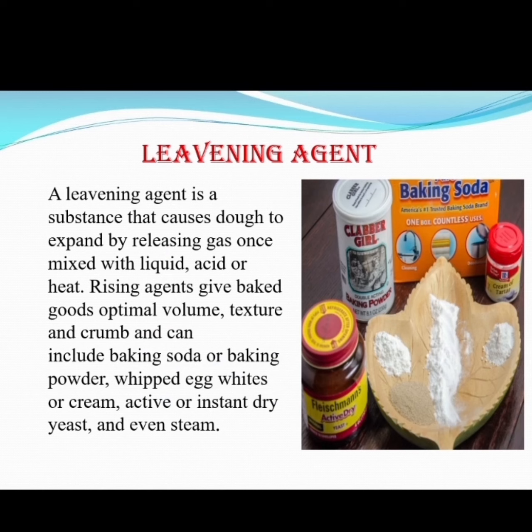Next, we will see another raw material used in bakery products, leavening agents. A leavening agent is a substance that causes dough to expand by releasing gas once mixed with liquid, acid or heat. Rising agents give the baked good optimum volume, structure and crumb, and can include baking soda or baking powder, whipped egg white or cream, active or instant dry yeast, and even steam.